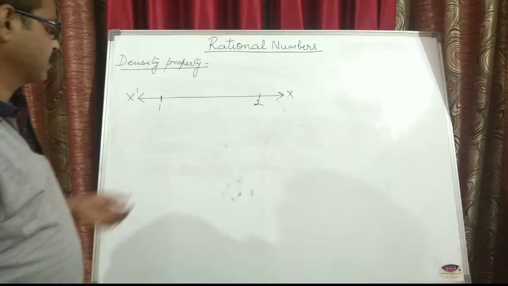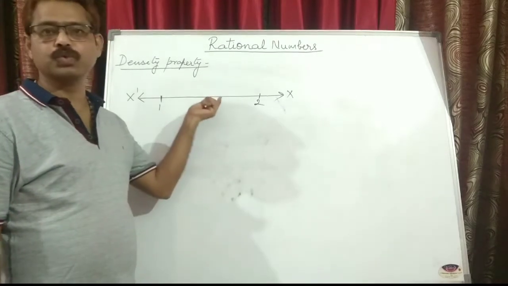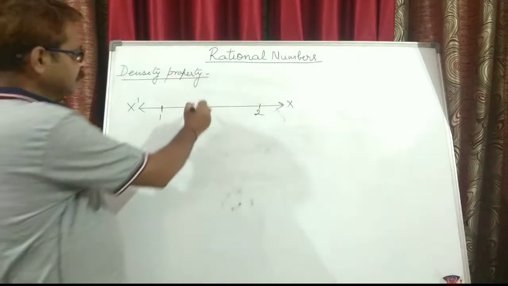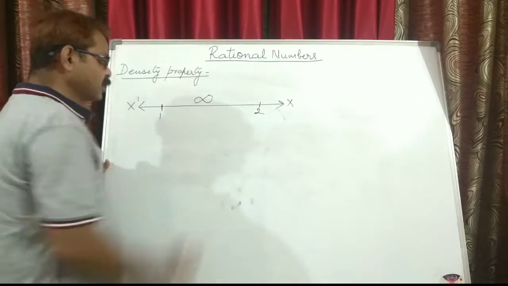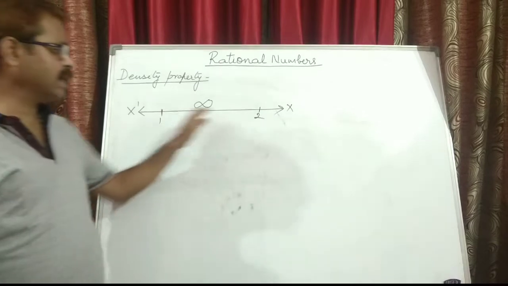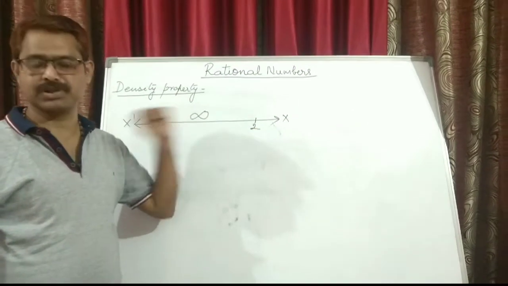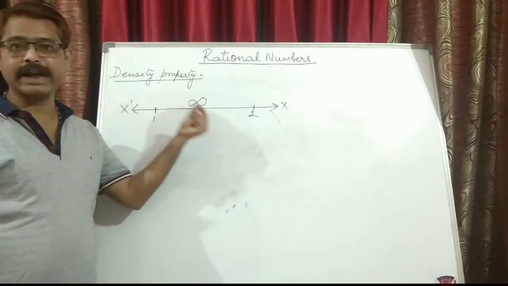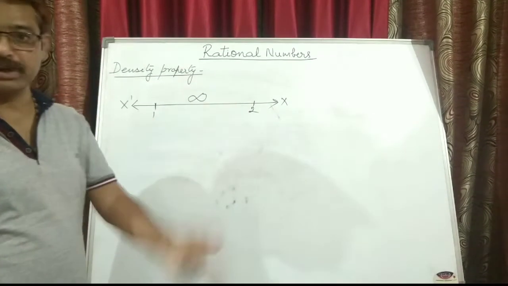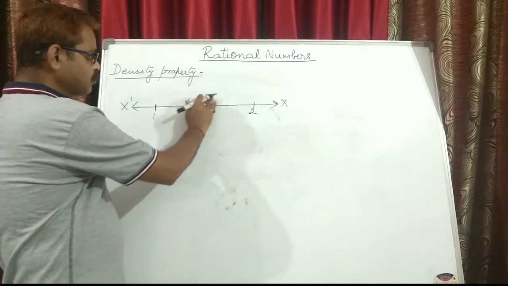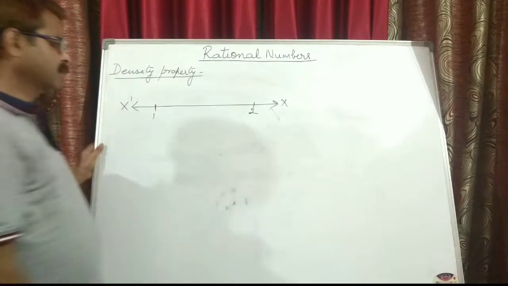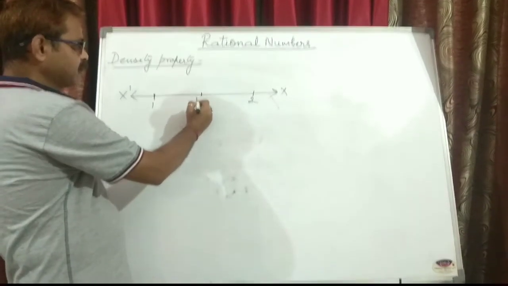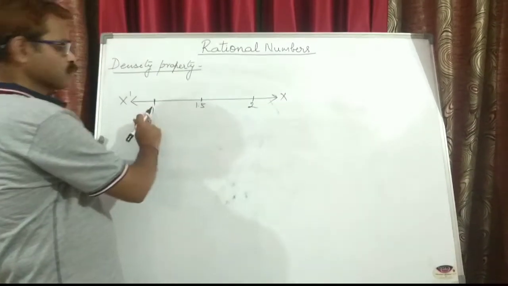Some of you may say 100, 200, 1000, lakhs or whatever. But in fact, there are infinite numbers in between any two given numbers, or between any two rational numbers. For example, suppose I say 1.5. You know that 1.5 will lie somewhere in between 1 and 2, because 2 plus 1 is 3, and 3 upon 2 is 1.5.